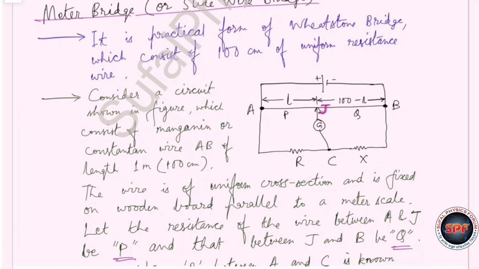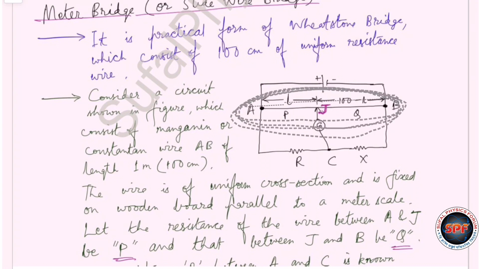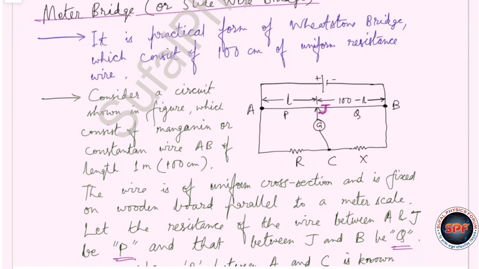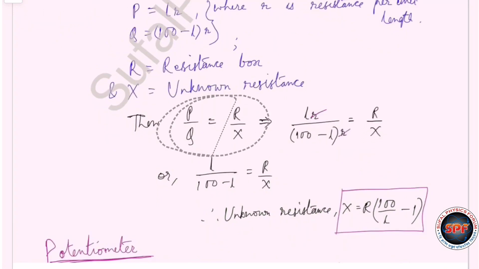Obviously for the Q part it is 100 minus L. Why? Because this is a 100 centimeter uniform resistance wire. That's why it is a meter bridge. And why is it named slide wire? Because for obtaining the null point, the jockey has to be slided. Again, same thing from Wheatstone bridge only. Wheatstone bridge principle is applied. Why? Because this meter bridge is also a practical form of Wheatstone bridge.